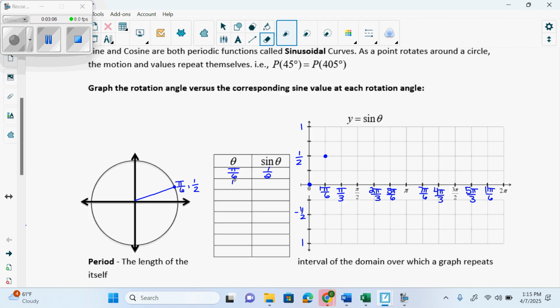Then I have pi over 3. What is sine of pi over 3? Root 3 over 2, which adds a decimal so that we can actually draw it, is 0.8660. So this would be 0.75 technically, right? So it'd be like here. Then we need pi over 2. What is y at pi over 2? What is sine at pi over 2? 1.